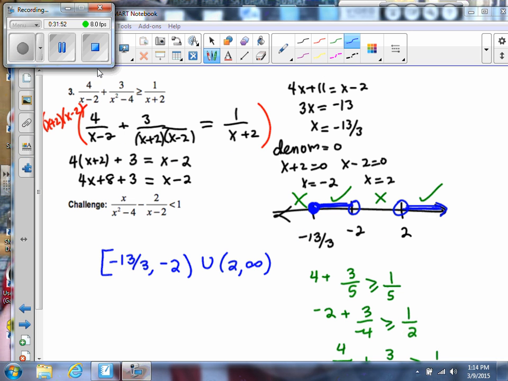I think the shading is weird. I don't remember. It's been a while since I've done it.